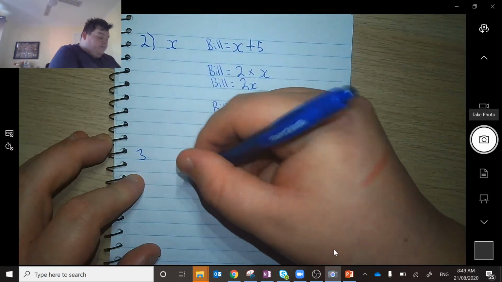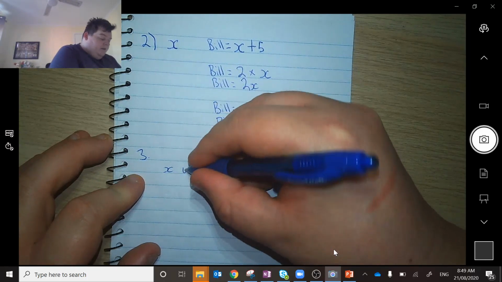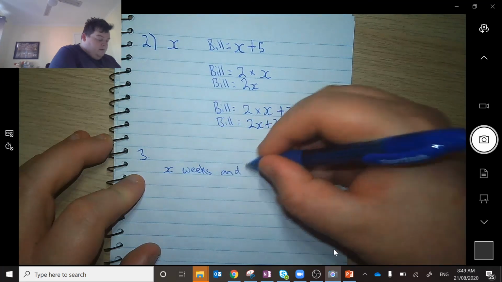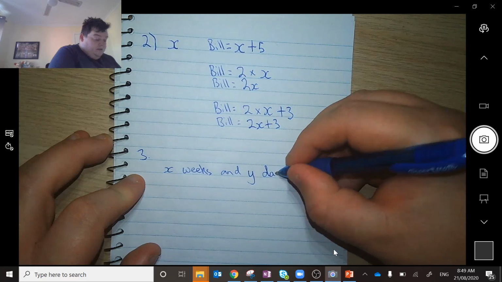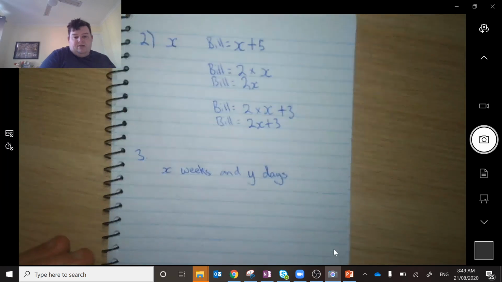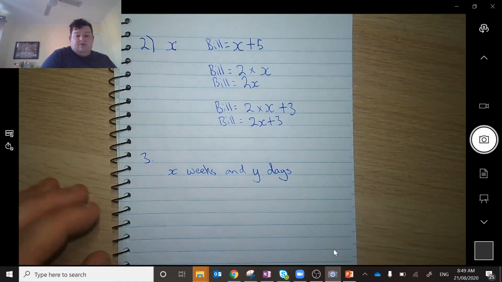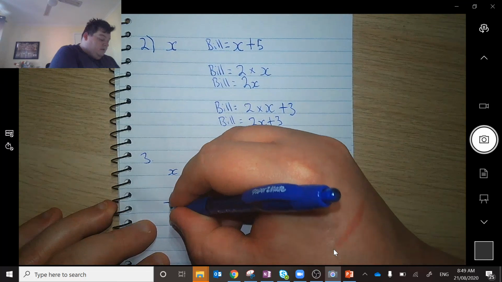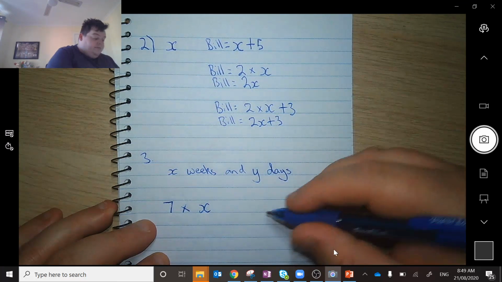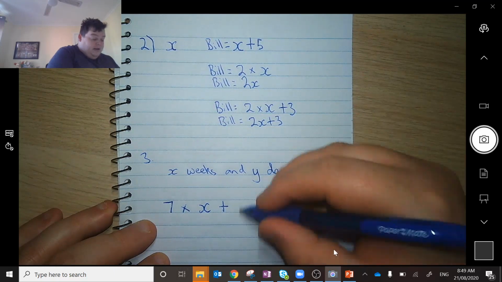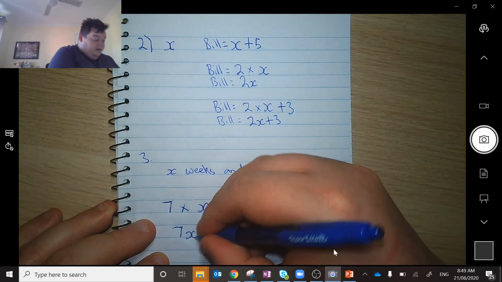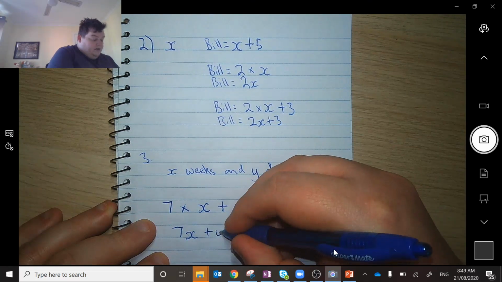So I want to know if it's X weeks and Y days. How do I figure out how many days of the week have passed? Right? Well, how many days are in a week? 7. So it's 7 times however many weeks there are plus how many days there are. In which case the equation becomes 7x, getting rid of that multiplication sign, plus y.